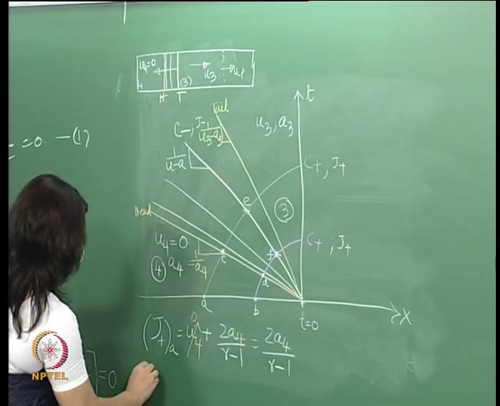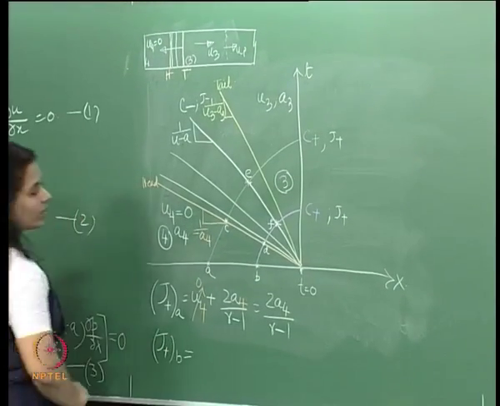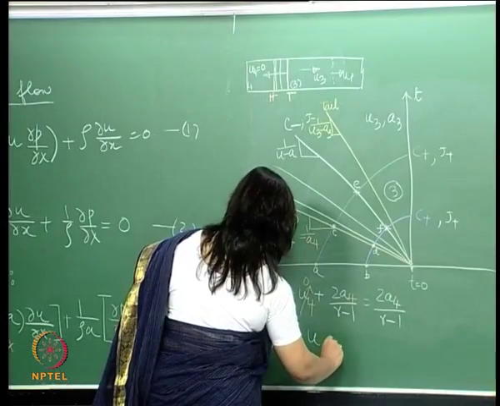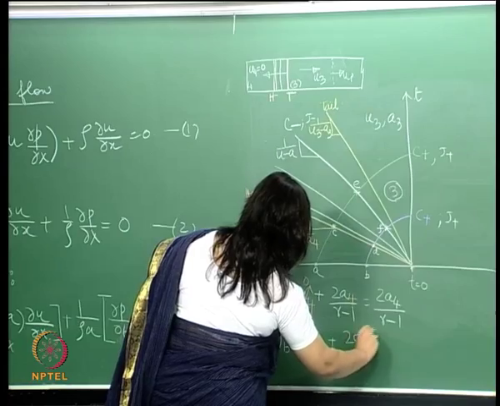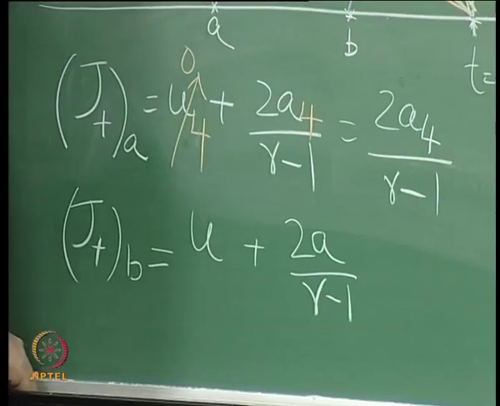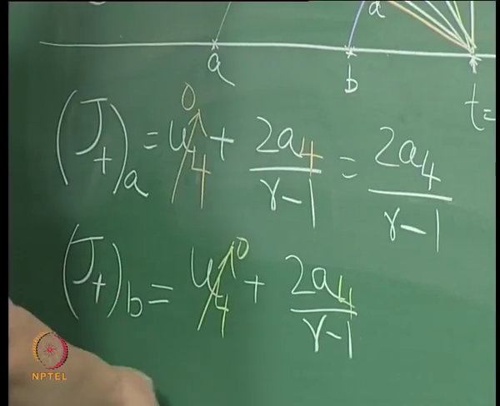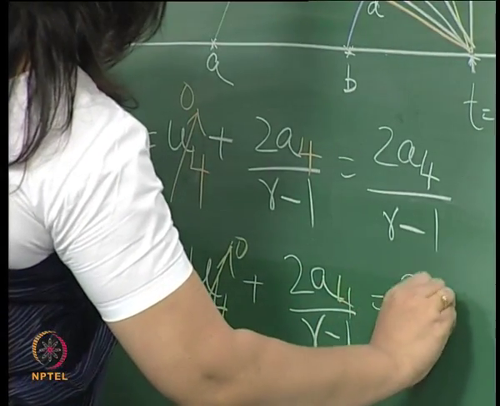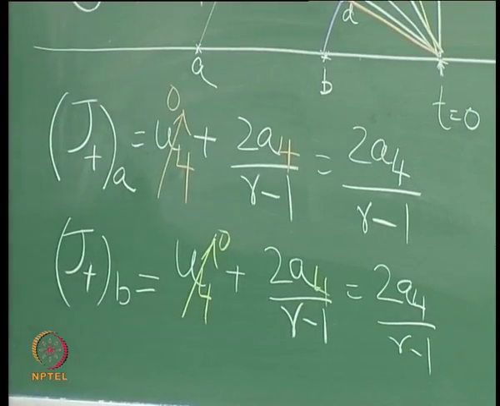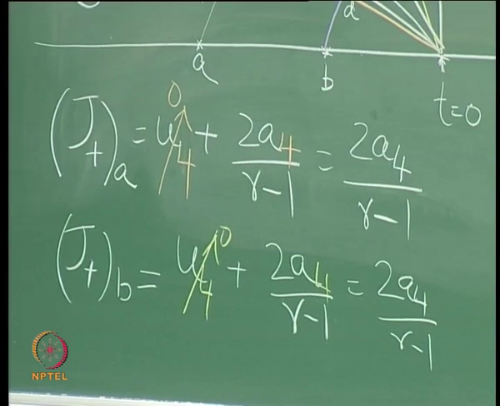Now, let us calculate J plus of B. If I calculate J plus of B, what I get again is u plus 2a by gamma minus 1. Again, this is a and this is a, this goes to 0, right. So, this is again 2a by gamma minus 1. So, you can clearly see that J plus A is equal to J plus B.